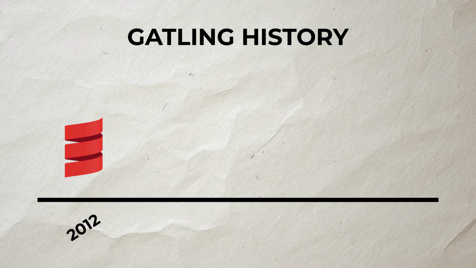Let's have a quick look at the history of Gatling. The tool was released back in 2012 and originally only supported writing tests in Scala. Now Scala is a powerful but relatively niche language that runs on top of the Java Virtual Machine, or JVM as it's better known. It's a relatively complex language to learn that doesn't really have widespread adoption, and because of this it was a barrier for many people to using Gatling for a long time.